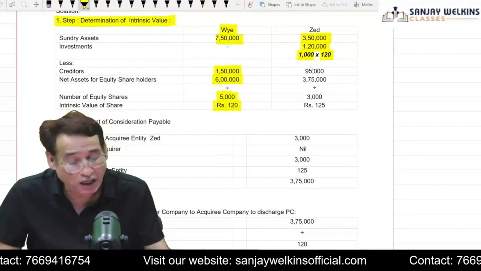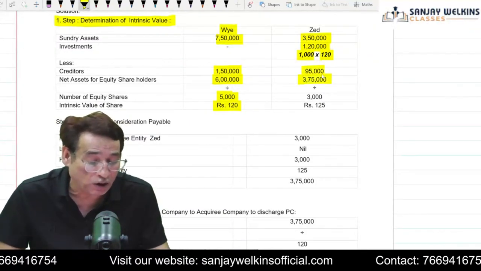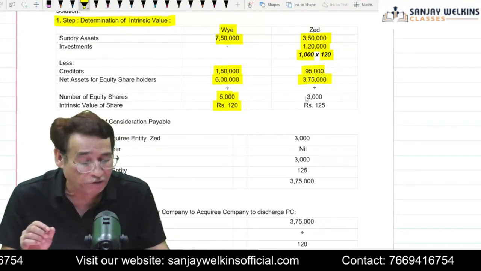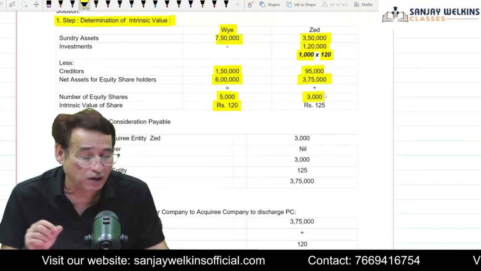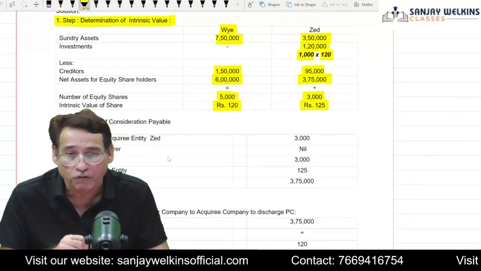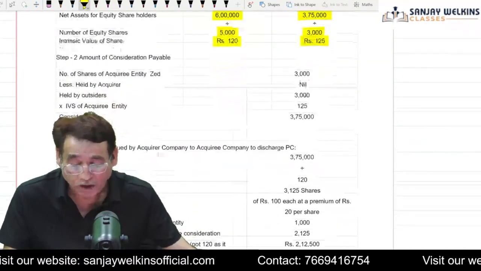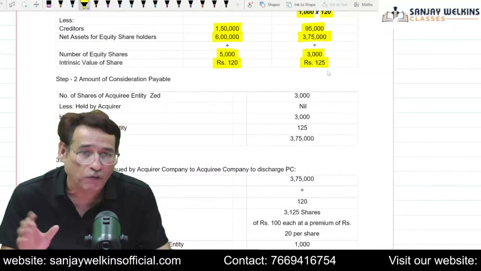Correct. So now Z Limited: 3,50,000, investment 1,20,000, and there is a liability. So net assets, or assets available for equity shares, will be equal to 3,75,000. The total number of shares of Z Limited is equal to 3,000. So in this case, the intrinsic value of share will be considered as 125. Is it clear to you or not? Once you know the intrinsic value of share, that happens to be 125.